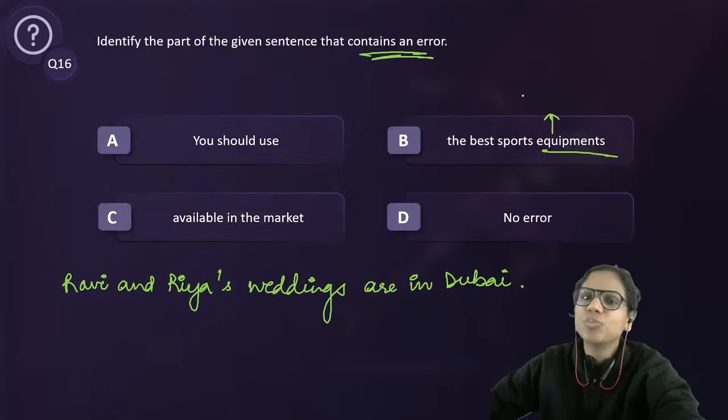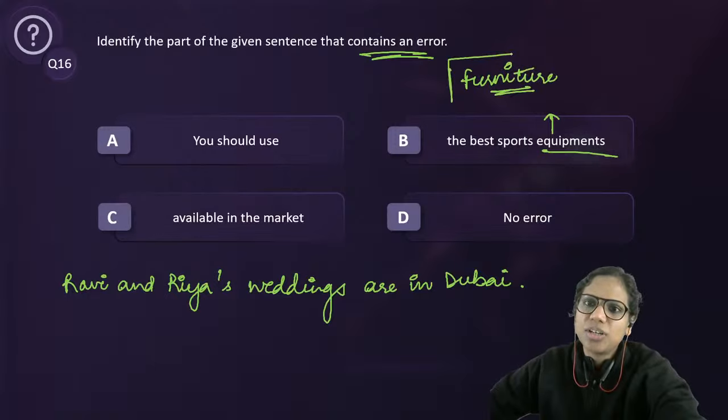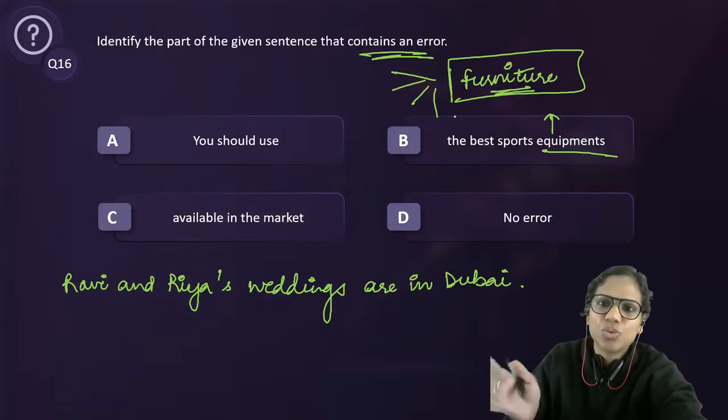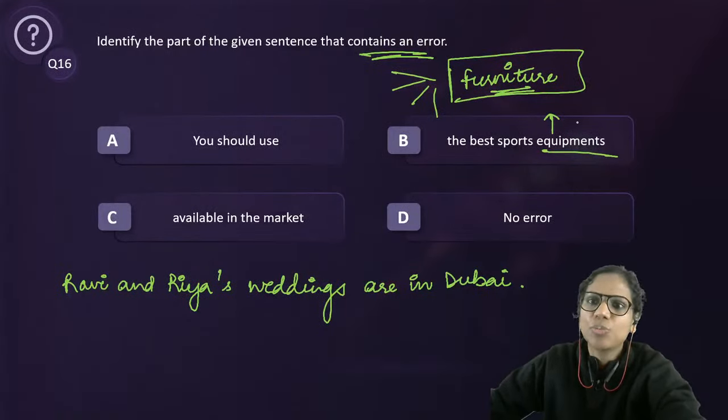Yes, equipment. The plural of equipment is equipment only, just like furniture. So basically, when you say furniture, you refer to everything that is wooden and is used for a specific purpose in your house. Similarly, equipment, all your machinery collectively is your equipment. So this is wrong, right?